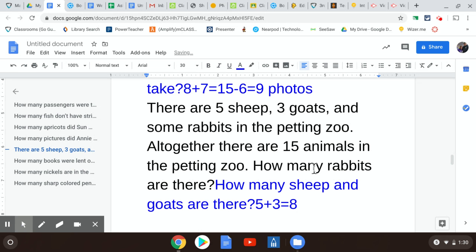Now, I know that there is a total of 15 animals. I cannot go any higher than that. So if there are 15 animals and the sheep and goats together make 8, that means if I take 15 minus 8, that's going to give me the total number of rabbits, which is 7 rabbits.